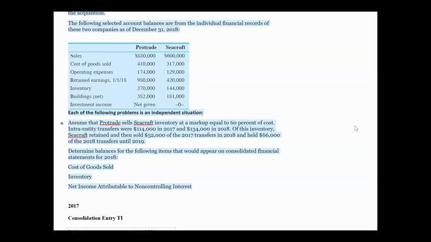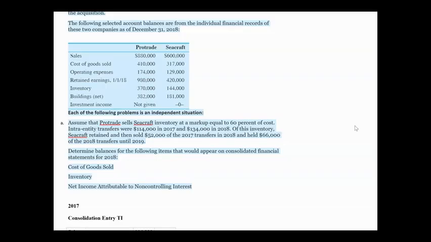Assume that ProTrade sells Seacraft inventory at a markup equal to 60% of the cost. ProTrade is the parent and Seacraft is the subsidiary. A transfer from parent to subsidiary is a downstream transfer. The intra-entity transfer was 114,000 in 2017 and 134,000 in 2018.